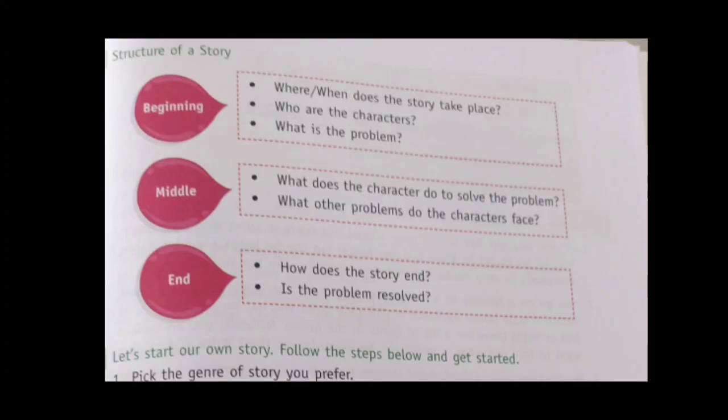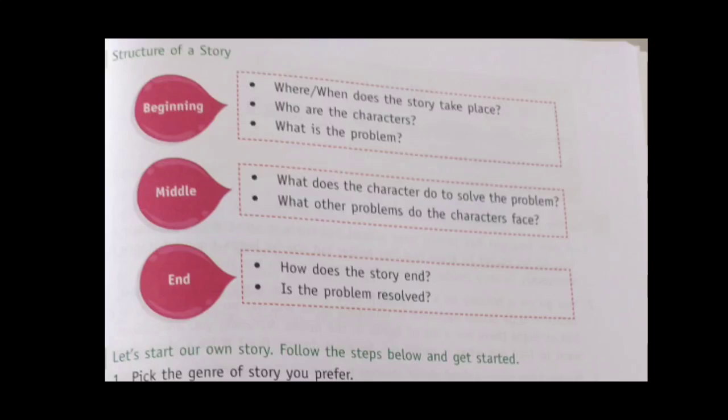Then at last the end, that is the conclusion. How does the story end? Is the problem solved or not? So in the end it should be concluded with how the story ends and whether the problem is solved or not. So this is the structure of story writing, children: beginning, middle and end.